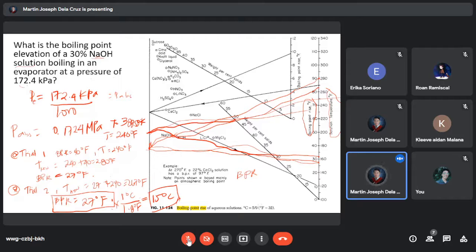Clive, anong nakuha mo? Nasa may 70 po. 70. Okay, so how about the others? Devon, Roan, and Bea. Since magkasama kayo, ano nakuha nyo? So, dito lang tayo nagkakatalo, no?